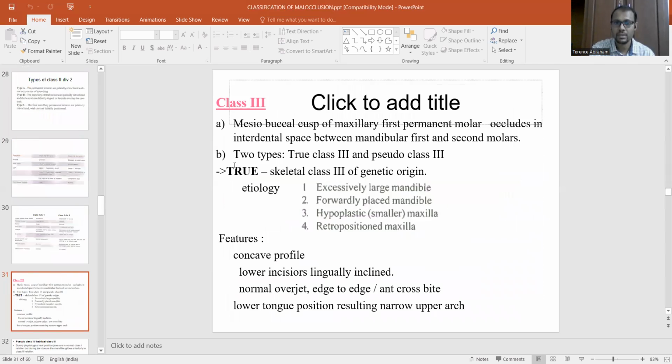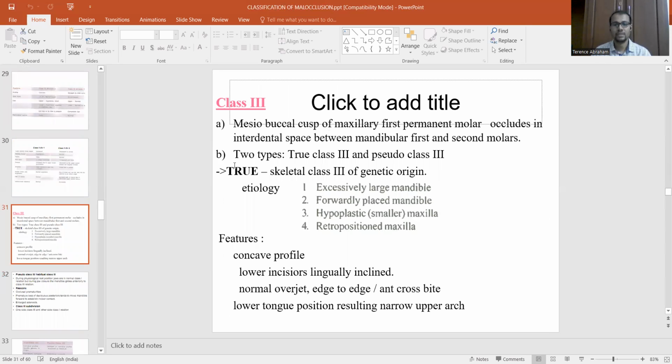Coming to the class 3 malocclusion, there are true class 3 and pseudo class 3. True class 3 is the skeletal class 3 of genetic origin. So the main etiology of the true class 3 or skeletal class 3 is a prognathic mandible or a retrognathic, backwardly placed maxilla, a hypoplastic maxilla.